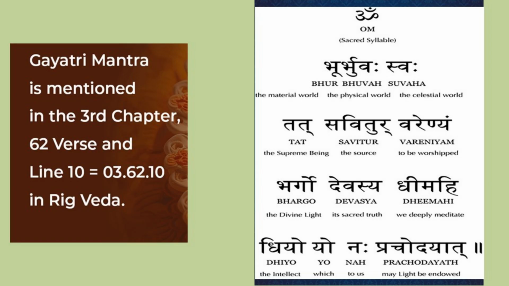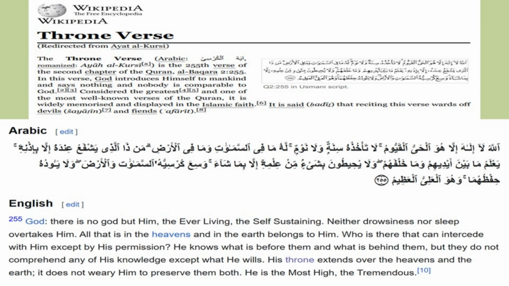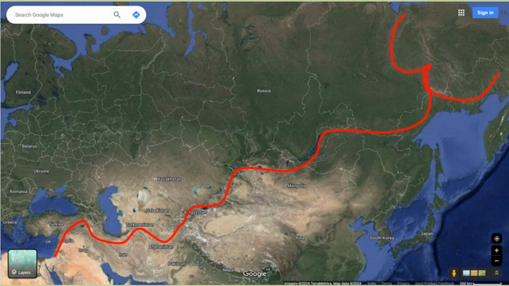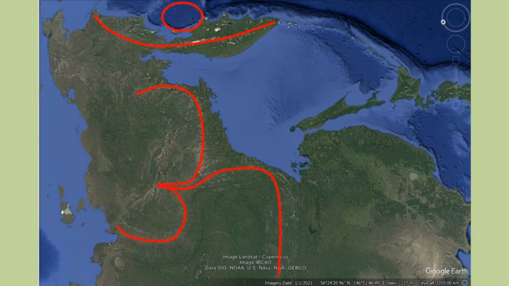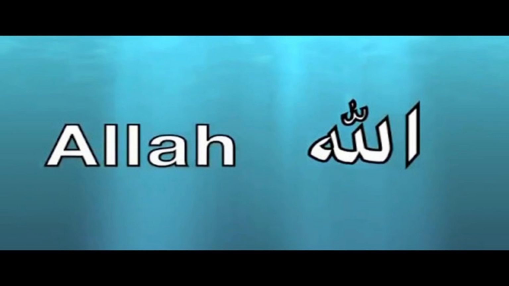The first line of the Gayatri Mantra, Om Bhur Bhuva Swa, says that the Om is encompassing the earth, the sky, and the heaven. Similarly, the verses of the throne in the Quran say that his throne extends over the heaven and the earth. As you can see in this slide, the Om is extending from the heaven to the earth, passing through the sky. Yes, Om is the symbolic representation of the throne of the lone creator of the universe, whose name is Ishwar, Bhagwan, Yahweh, God, and Allah. Let me tell you one thing here.